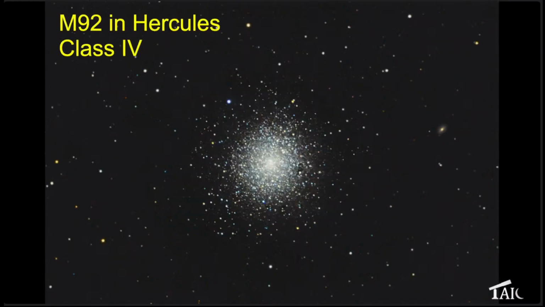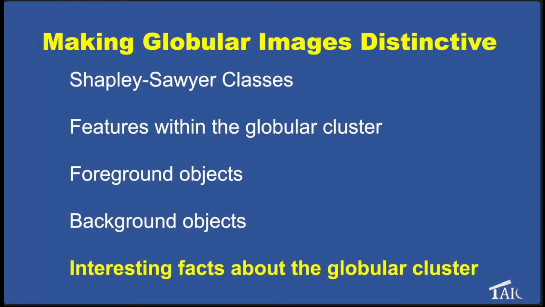Going back to M92 in Hercules, again, the hawk-eyed among you may have noticed this galaxy in the background, which is MCG7 3558, and it lies at a distance of about 400 million light years. So a lot of these globular star clusters are in regions of the sky away from the Milky Way, where we know there's going to be a rich background of very distant galaxies that you can capture in the image.